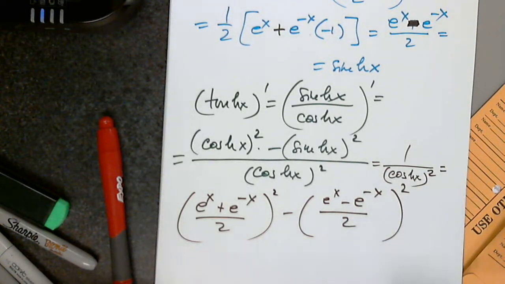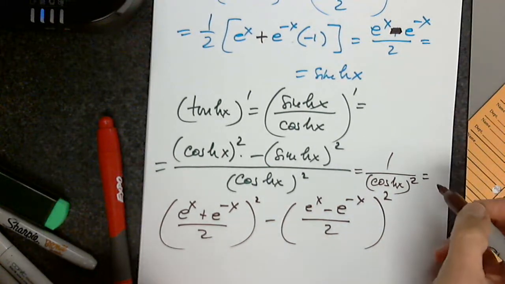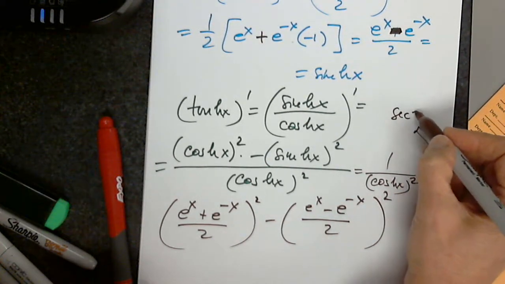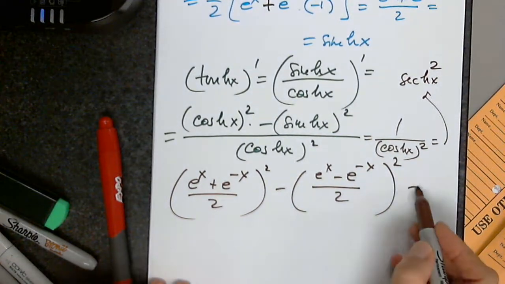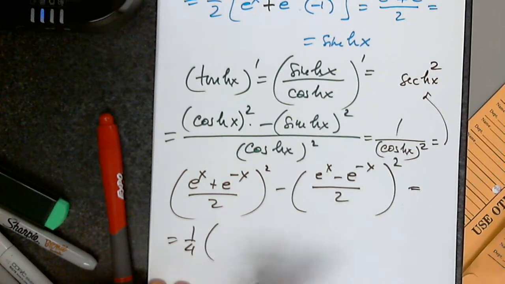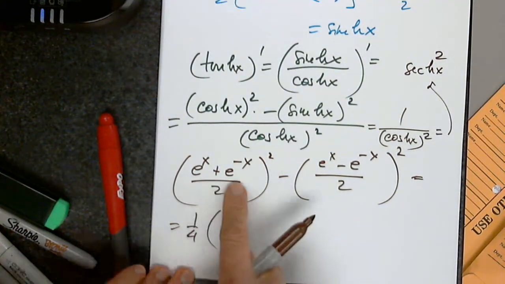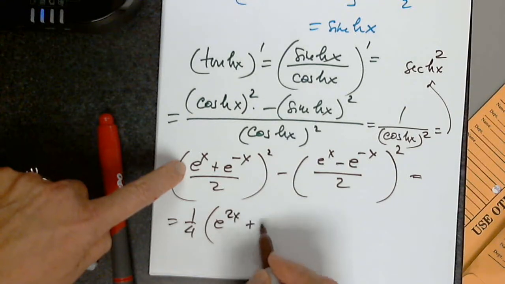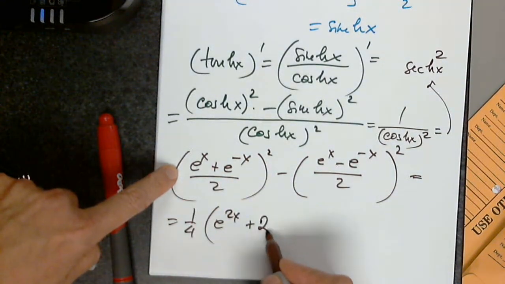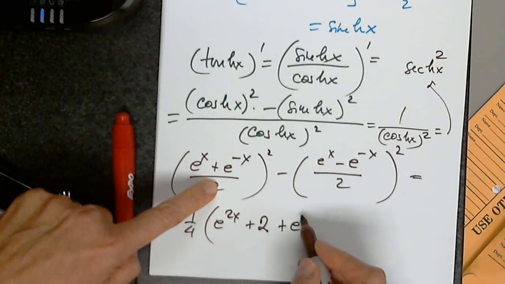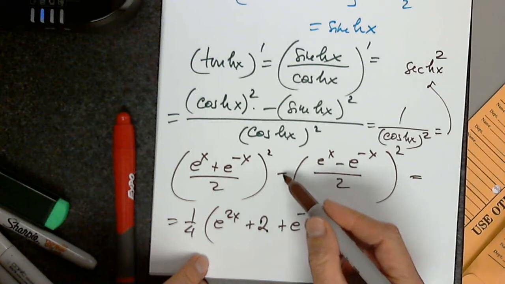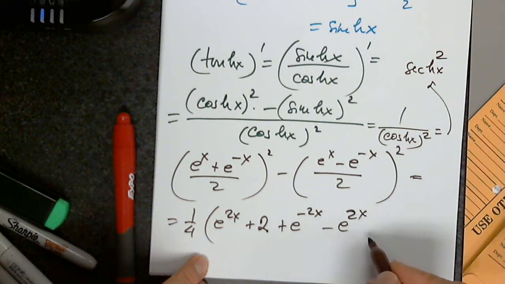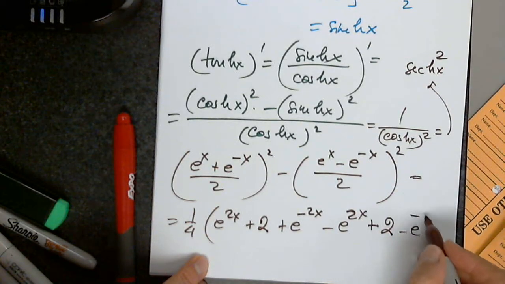So therefore, the answer will be hyperbolic secant squared. So the answer, I'm going to write it up here, hyperbolic secant squared. But I have to show that. Okay? So from here I take 1/4, and I square this using our formula, the first term squared, plus 2 times the first times the second, which is just 2, plus the second term squared. And then minus, and I square this with minus in front. It will be e to 2x, but then will be plus 2, and then minus e to negative 2x.